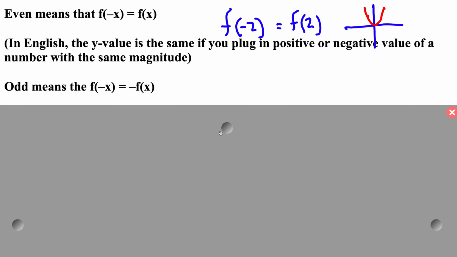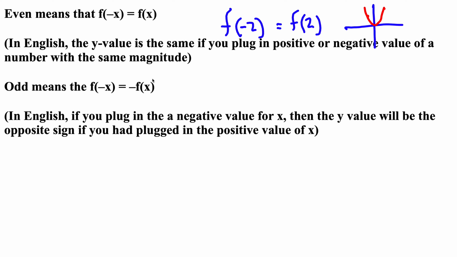Odd means that f of opposite x equals the opposite of f of x. Please note the location of the negative is important. This means you're plugging the opposite value of the x. If you plug that opposite of that x, a positive, let's say, and then the whole function is the opposite sign. Meaning, in English, if you plug in a negative value for x, then the y value will be the opposite sign had you plugged in the positive value of x. Graphically, believe it or not, that makes sense.